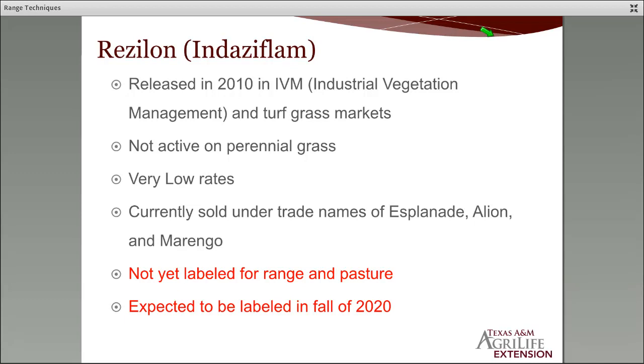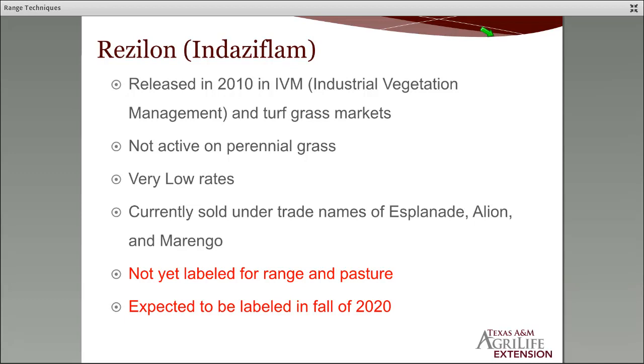One of the newest ones coming will be Resilon. This right here is a herbicide that Bayer Crop Science is manufacturing. It's been released since 2010. It was released in the IVM, Industrial Vegetation Management, and the turf grass market. It's not active on perennial grasses, very, very low usage rates, and it's currently sold under these trade names: Esplanade, Alion, and Marengo. Keep those names in mind as we go through the next few slides.